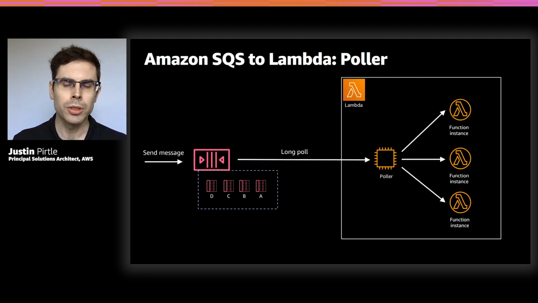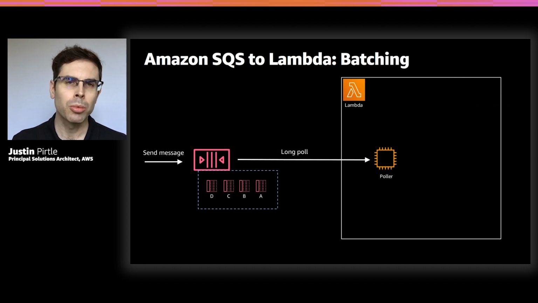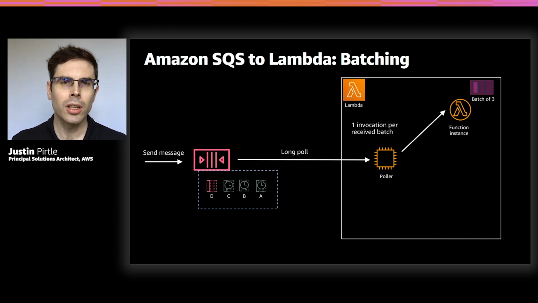So we have the poller, which we've seen before, but another key important feature is Lambda supports batching when interacting with SQS. So as we can see here, we have 4 messages in the queue. Lambda long polls the queue and pulls a batch of 3 out of the queue. From there, the poller takes the batch of 3 and can go ahead and invoke a function instance or a worker environment on your behalf, and you get 1 invocation of your code and your function environment per received batch.